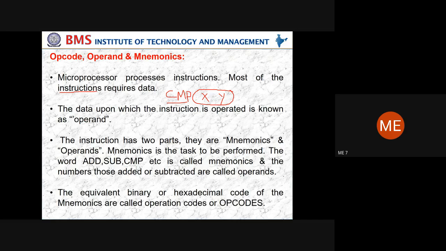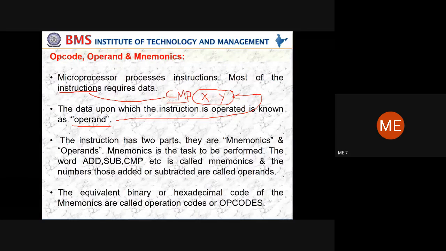Now observe, the data upon which the instruction operates is known as the operand. So the data upon which the instruction operates is known as the operand. Now in case of the instruction CMP XY, what is the operand? XY is called the operand. CMP is nothing but the instruction. Now this whole thing, CMP XY, is an instruction.